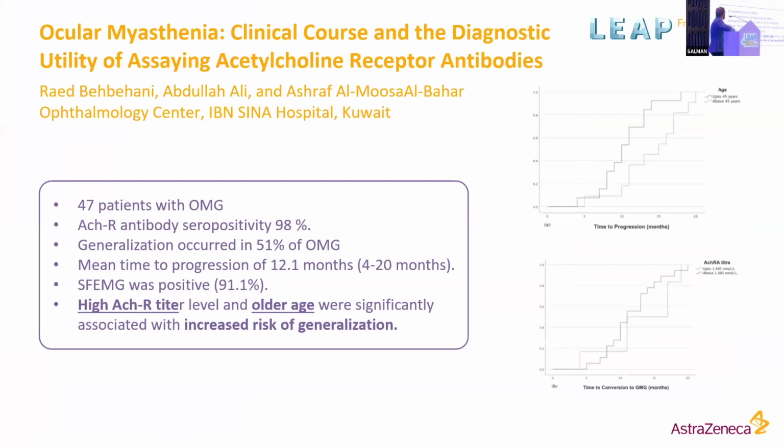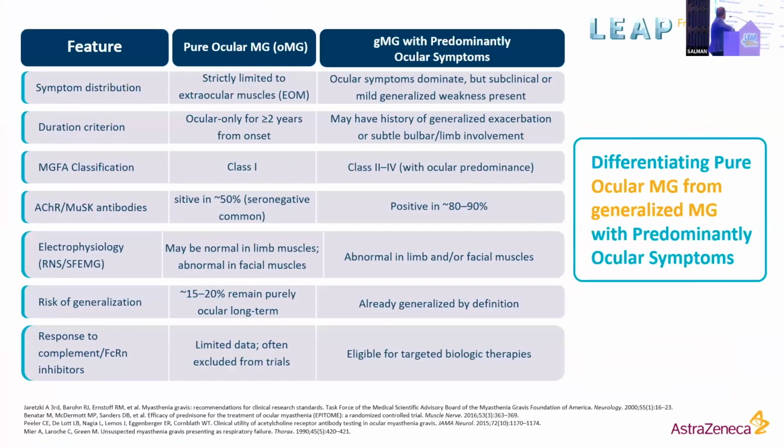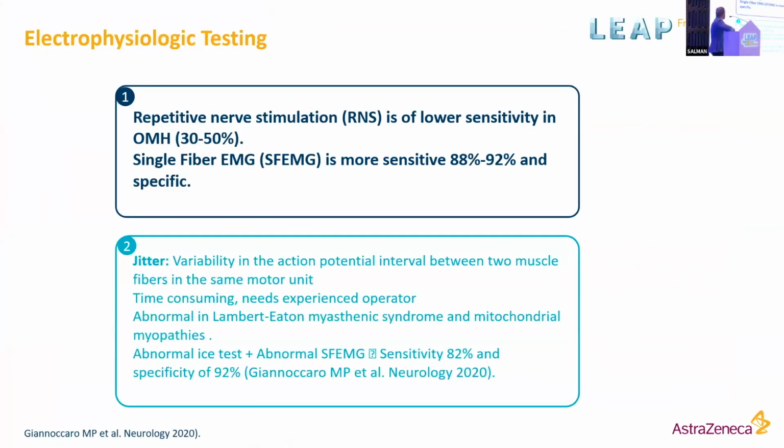Can we go back one slide? Go back, please. Yeah, so RNS is not really helpful in ocular myasthenia. If you want to do an electrophysiological test, you probably want to do a single fiber EMG, and this is subject to availability and the operator who has to do it. I don't recall the last time I ordered a single fiber EMG. I usually make the diagnosis clinically and using the acetylcholine receptor antibody assay.